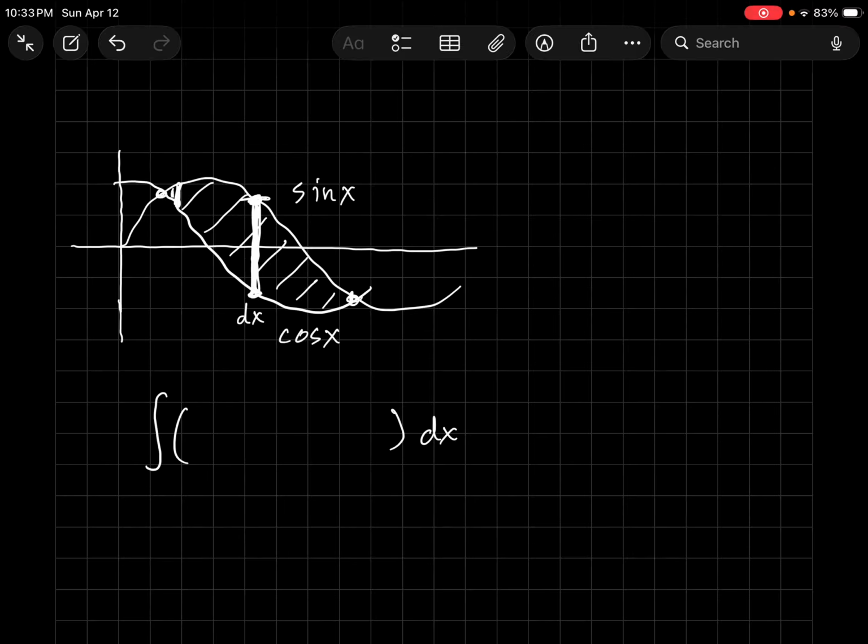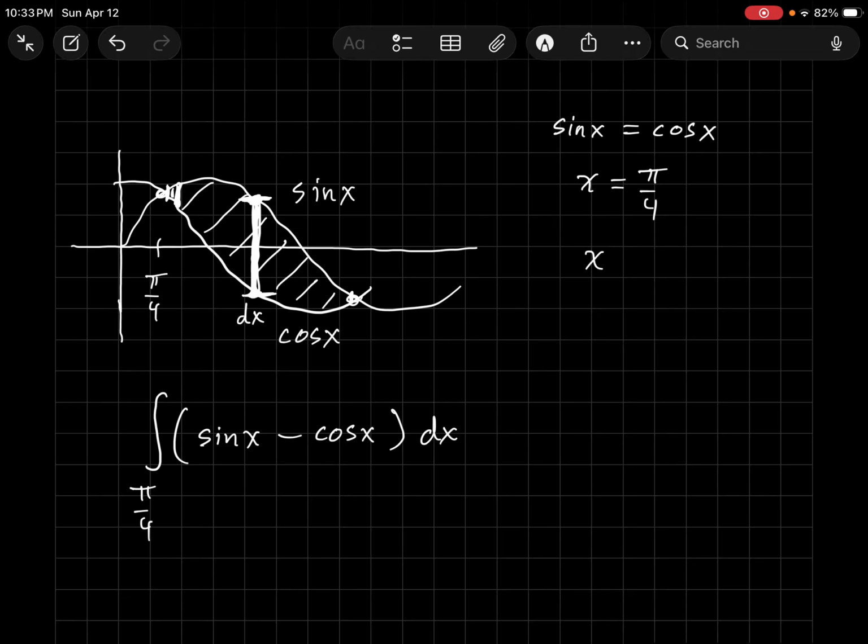What is the height? Well, it's the big y value, given by sine of x, minus the smaller y value, given by cosine of x. From where to where? Well, we'll start here at this intersection point. So where does sine of x equal cosine of x? Well, the smallest positive value is pi over 4. So that'll be our lower limit. And then the next time cosine and sine are equal is at 5 pi over 4.